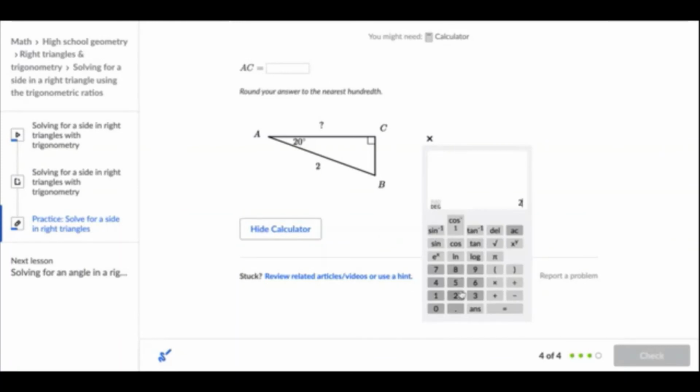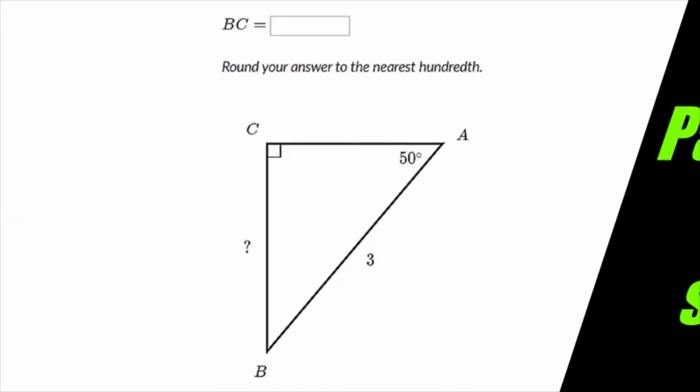So 2 times cos 20 equals 1 point, and then they want us to round it to our nearest hundredth. So if we look at here, yeah, we can add another one. It's over 5, so it's going to be 1.88. Good job.